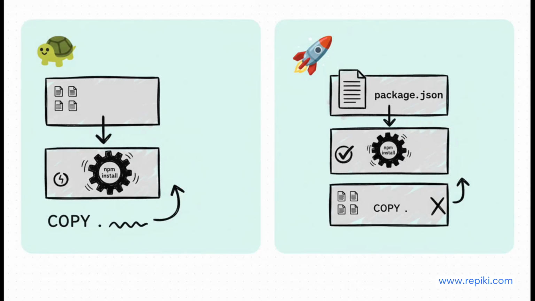Look at the inefficient way on the left. We copy all our code, then we run npm install. The problem? Every time you change even one line of your own code, the cache breaks and you have to run that slow, painful npm install all over again. Now look at the optimized approach. We copy only the package.json file first, then run npm install. Since your dependencies don't change very often, that slow install step will almost always come from the cache. This simple reordering is a total game changer. Your builds go from minutes down to seconds.